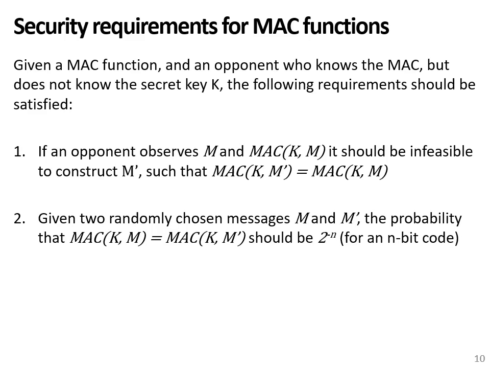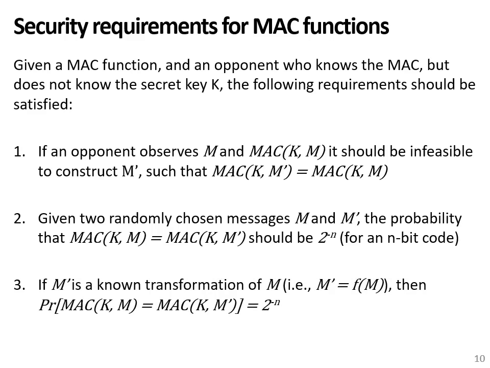Second, given two randomly chosen messages, M and M', the probability that they have the same MAC should be 2 to the -n power for an n-bit message authentication code. This means that the code should be distributed uniformly at random over the entire output space. Finally, if M' is a known transformation of M, then the probability of them having the same message authentication code should not be larger than the probability of two random messages having the same message authentication codes. This avoids bias in the generation of the code if two messages are similar.